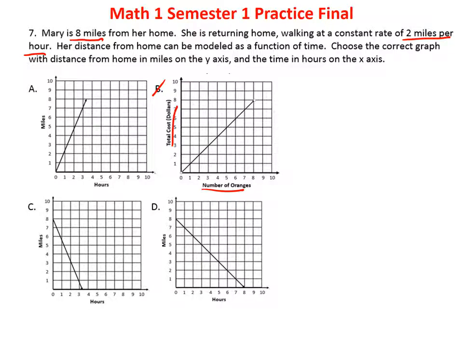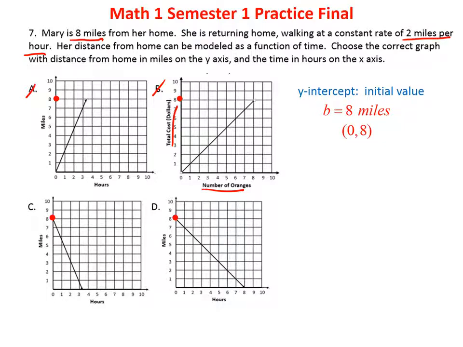Let's start by identifying the y-intercept. The y-intercept is the initial value. Where does she start? We said she's 8 miles from home. So B is going to be 8. Let's see which graphs have the point (0, 8). You notice that A does not. A is incorrect. B does not. So again, B is incorrect. But C and D both have a starting value of 8 miles from home.